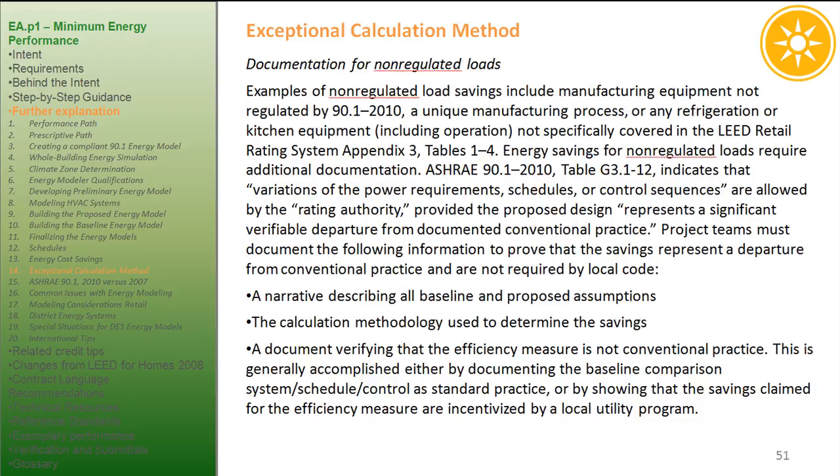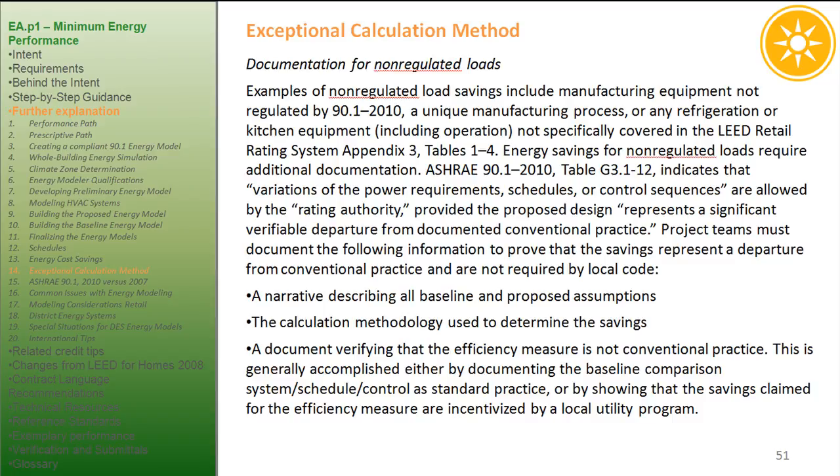Documentation for non-regulated loads. Examples of non-regulated load savings include manufacturing equipment not regulated by 90.1/2010, a unique manufacturing process, or any refrigeration or kitchen equipment, including operation, not specifically covered in the LEED Retail Rating System Appendix 3, Tables 1-4. Energy savings for non-regulated loads require additional documentation.